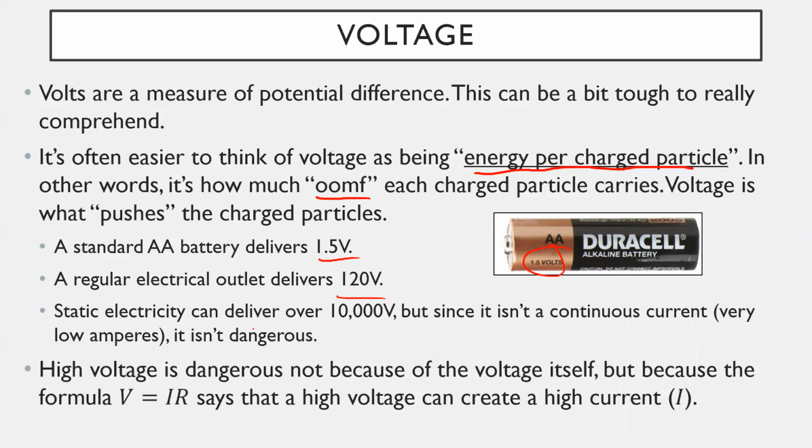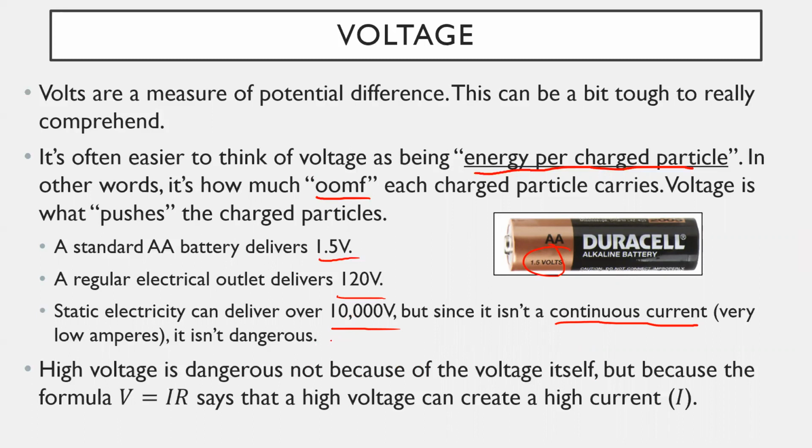Now, just for a fun fact, static electricity, like when you touch something metal and you've got a static charge on you, can actually deliver over 10,000 volts. However, because that's not a continuous current, in other words there's very low amperes, it isn't dangerous, right? It's going to zap you and you're going to go, ow, but it's not a continuous current, so it's not going to prove damaging to you. So just because there's a high voltage doesn't mean necessarily that it's dangerous.